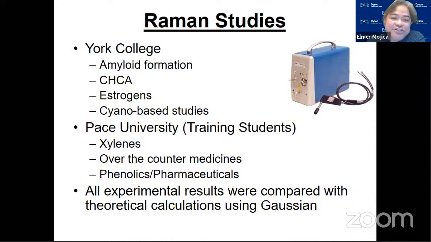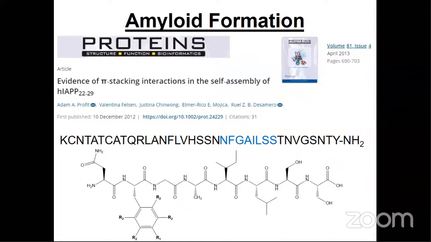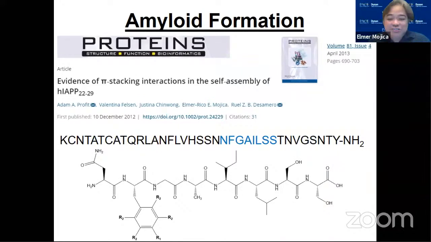And today I'm going to describe to you the studies that I have done in Raman. The first thing that I worked on is the so-called amyloid formation. Amyloids refer to abnormal fibrous extracellular proteinaceous deposits found in organs and tissues. Usually amyloids are insoluble and dominated by beta sheet. An amyloid is usually associated with neurodegenerative diseases like Parkinson's, Alzheimer's, and everyone's favorite, diabetes.